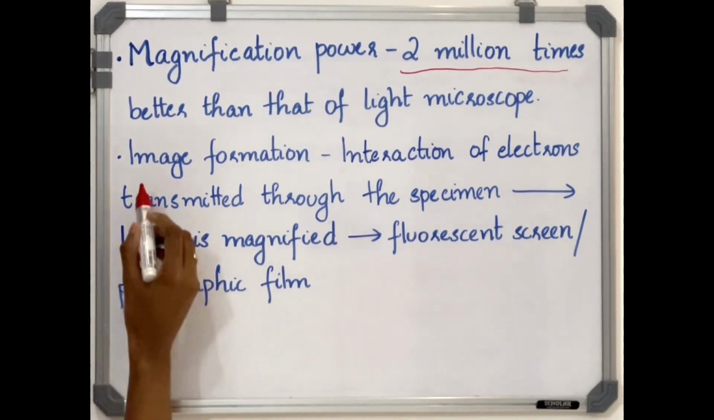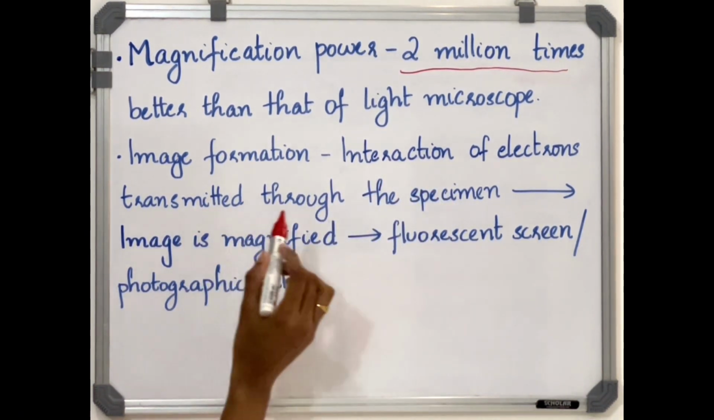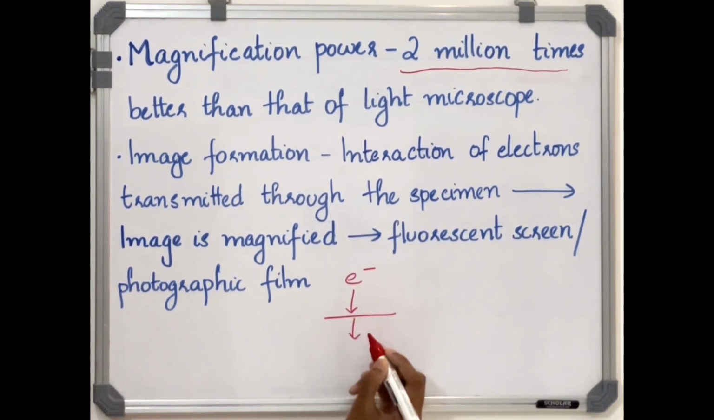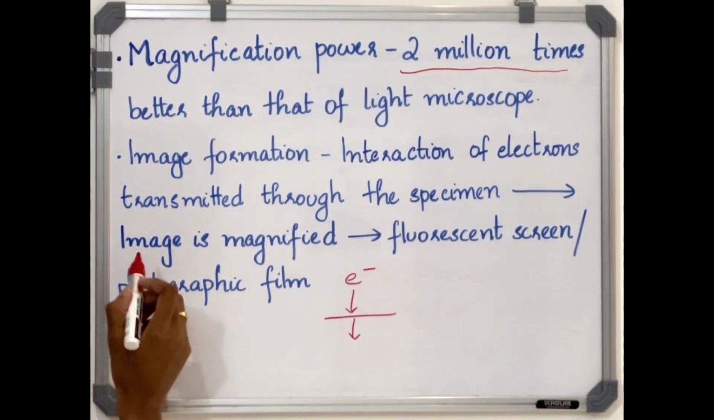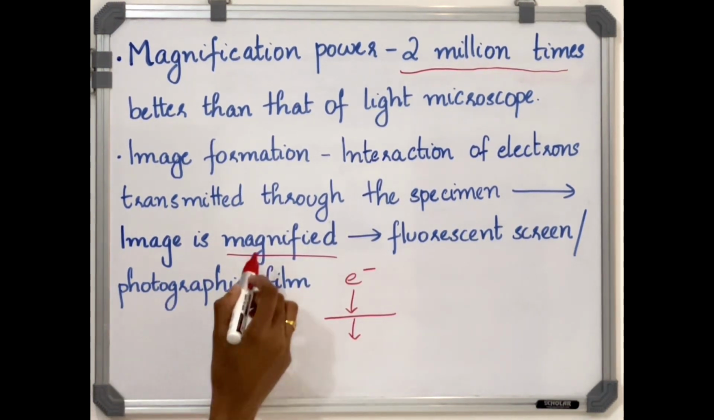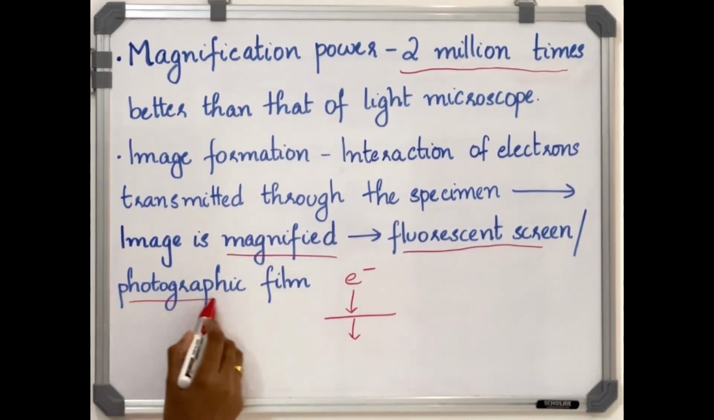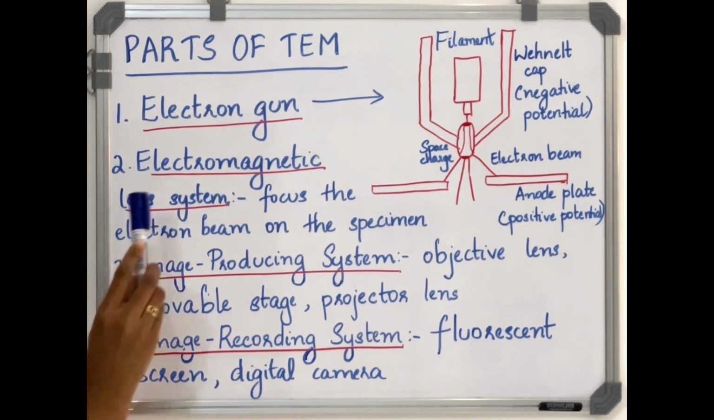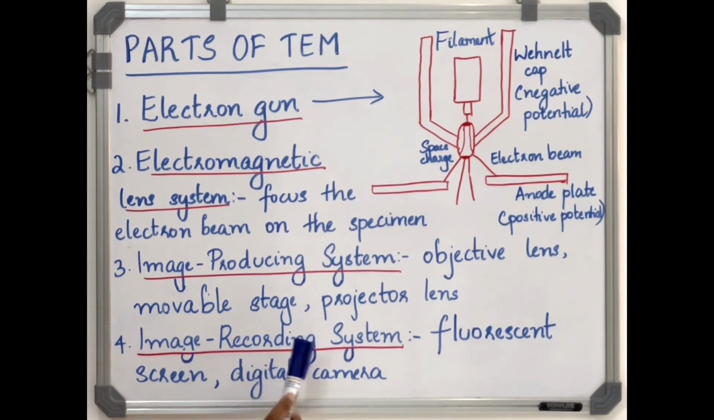How is the image formed in TEM? The image is formed from the interaction of electrons transmitted through the specimen. When the electrons transmit through the specimen, they interact with the specimen and form an image. That image is magnified and focused onto an imaging device such as a fluorescent screen or a layer of photographic film. Now let's see the parts of the transmission electron microscope. The parts include the electron gun, electromagnetic lens system, image producing system and image recording system.